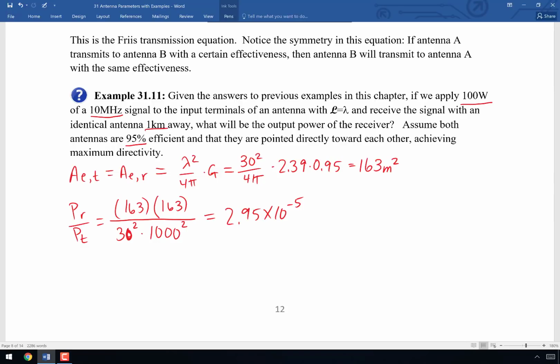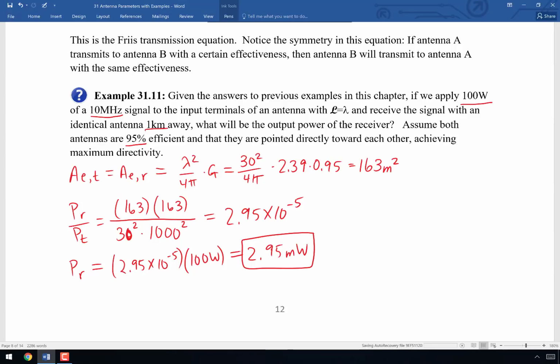We're giving 100 watts to the transmitter, so P sub r is equal to 2.95 times 10 to the minus fifth times 100 watts, and therefore we're receiving 2.95 milliwatts at the receiver. So a tiny fraction of the power going into the transmitter is being received, but 2.95 milliwatts can make Wi-Fi work, it can make your cell phone conversations work, any sort of wireless connection can be handled no problem with about 3 milliwatts.